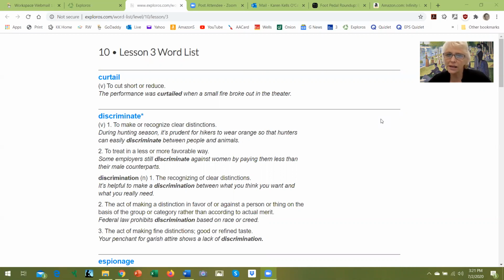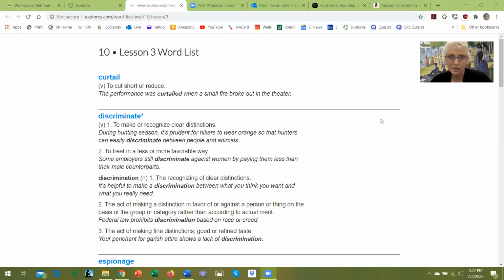Verb, to make or recognize clear distinctions. During hunting season, it's prudent for hikers to wear orange so that hunters can easily discriminate, tell the difference between people and animals. Or to treat in a less or more favorable way. Some employers still discriminate against women by paying them less than their male counterparts.